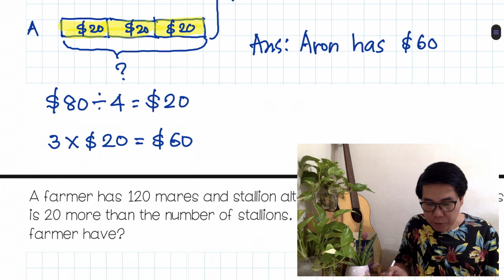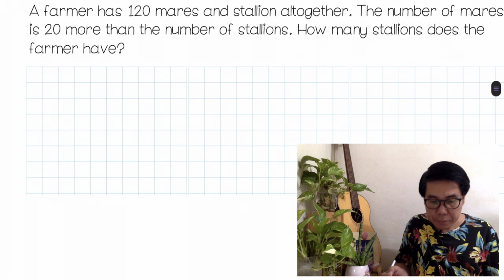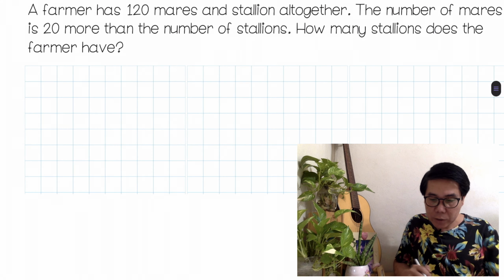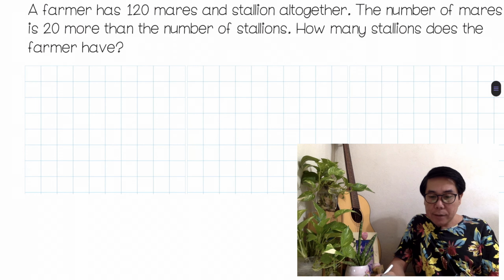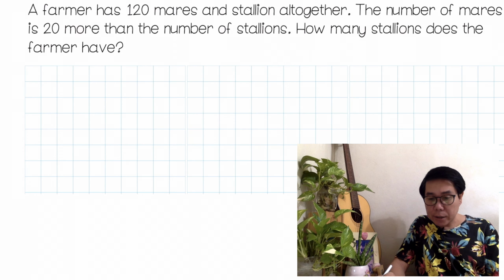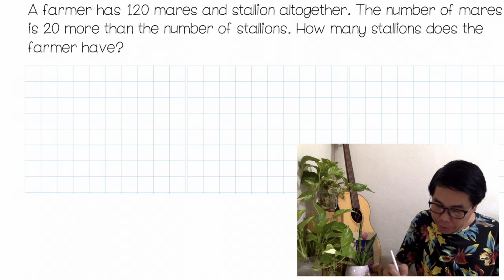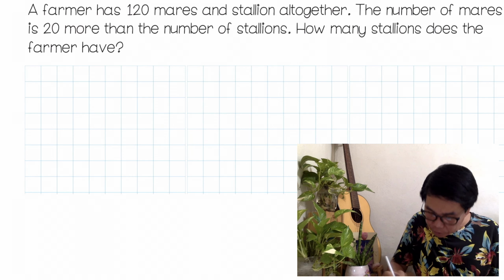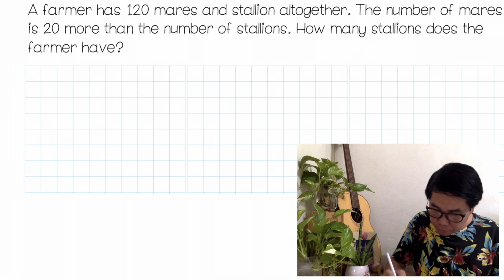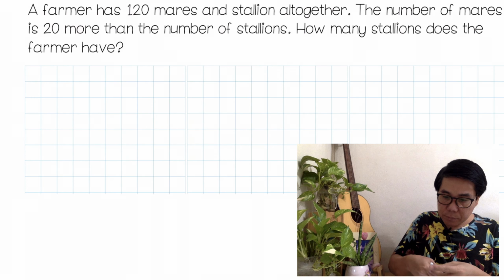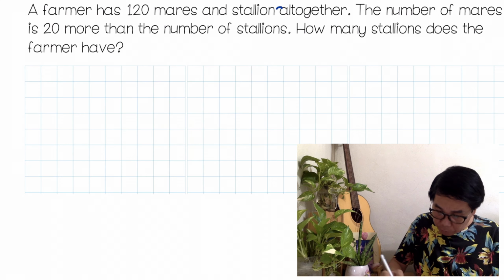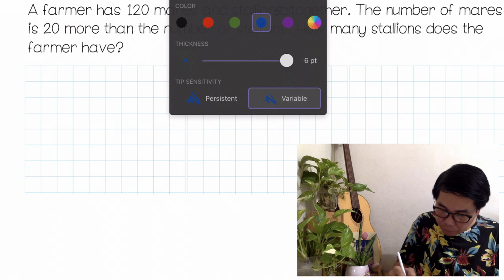Let's proceed to problem number 2. Okay, a farmer has 120 mares and stallions altogether. The number of mares is 20 more than the number of stallions. How many stallions does the farmer have? Okay, so I'll put S here for stallions. Now, let us analyze the problem.